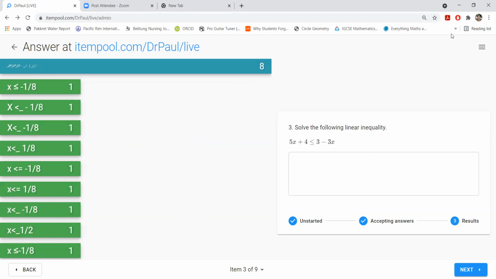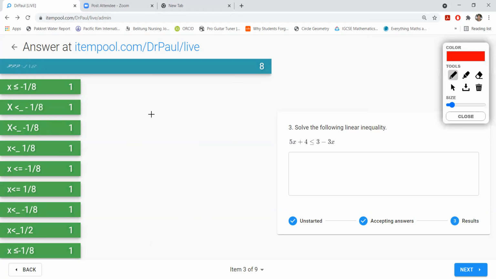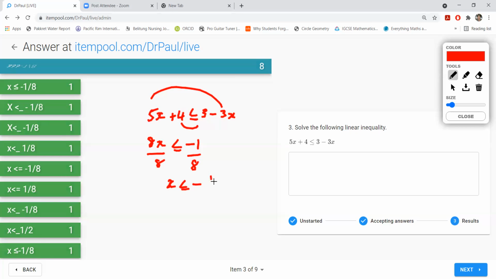Let's get the marker up. So 5x plus 4 less than or equal to 3 minus 3x. So let's get your x's together. If you bring your negative 3x, you'll get 8x on the left side. When you take your 4 over, you'll get 3 minus 4, which is negative 1. So then we divide by 8 both sides. So x will be less than or equal to negative 1 on 8.